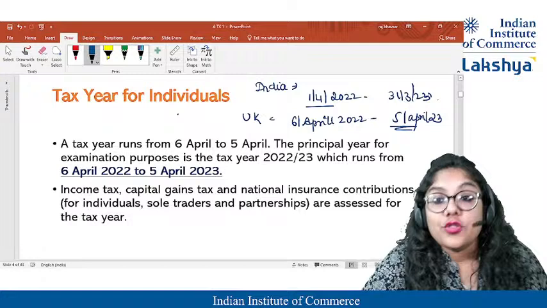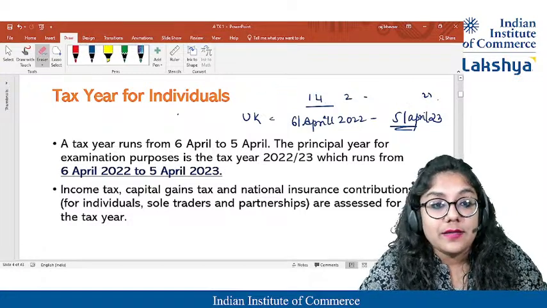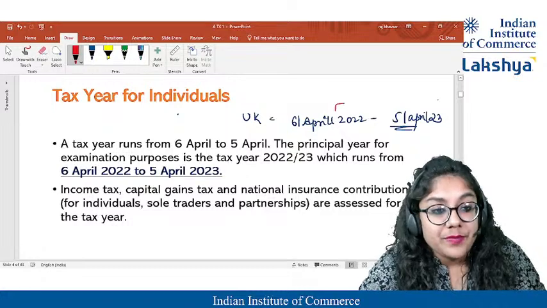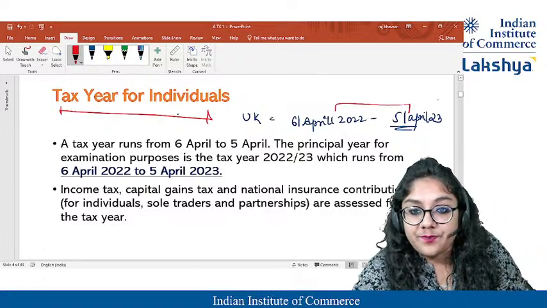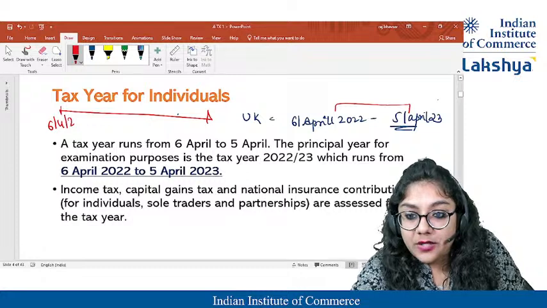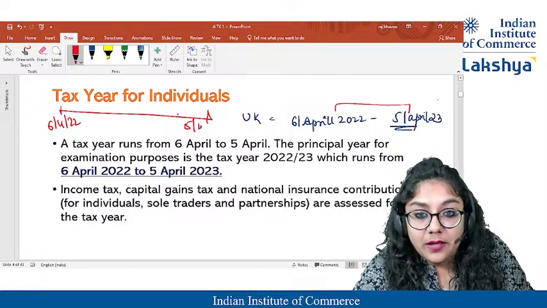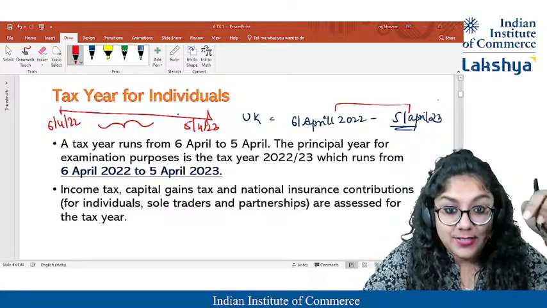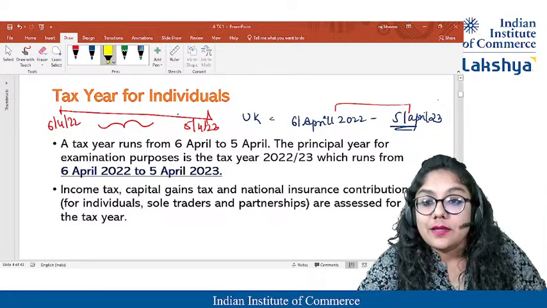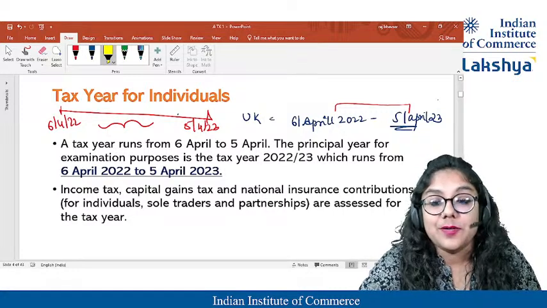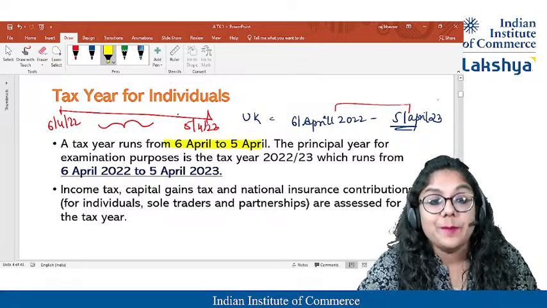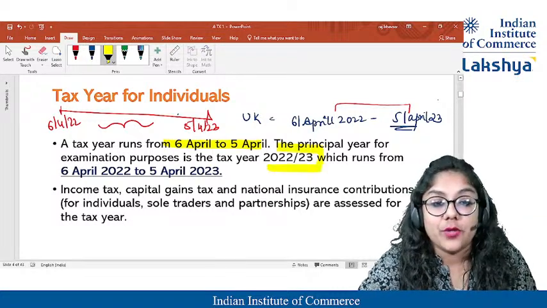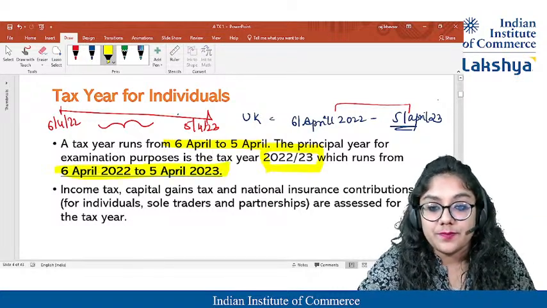Those individuals who have earned income in this period. Which period, guys? From 6th April 22 till 5th April 23. If I have earned any income in this year, I have to pay the taxes in the current year. So the tax year runs from 6th April to 5th April. The principal year for my examination for 22-23 is going to be this.